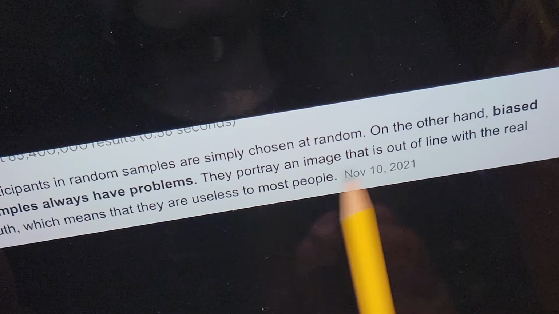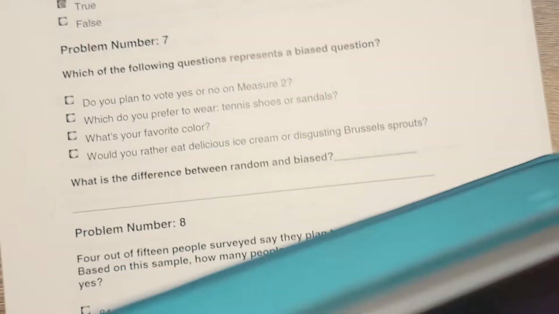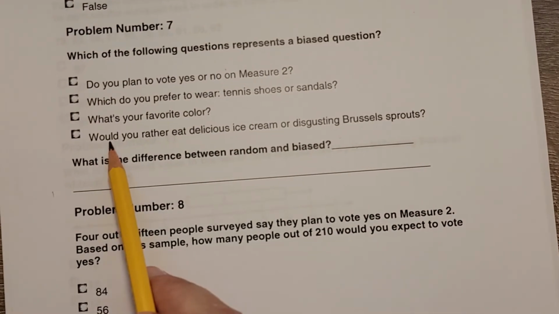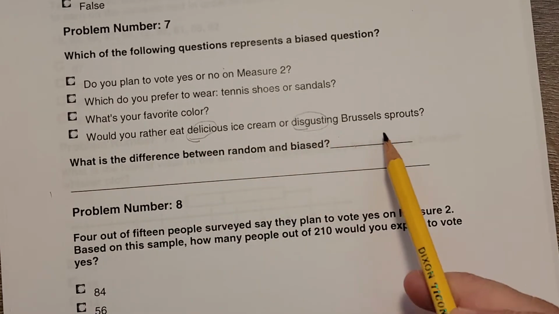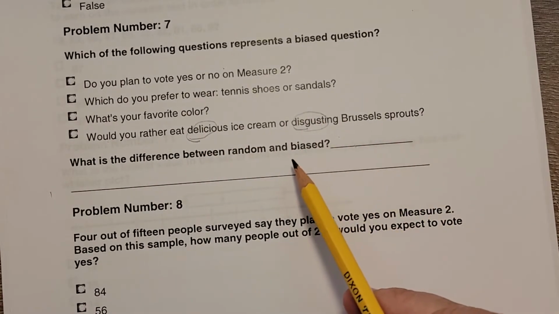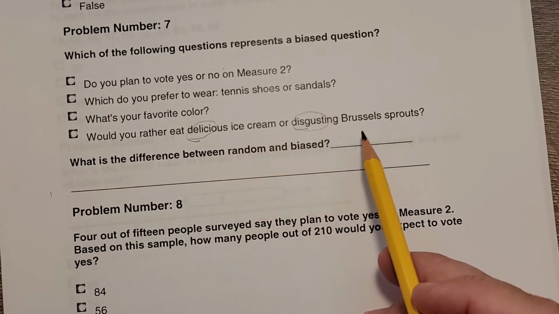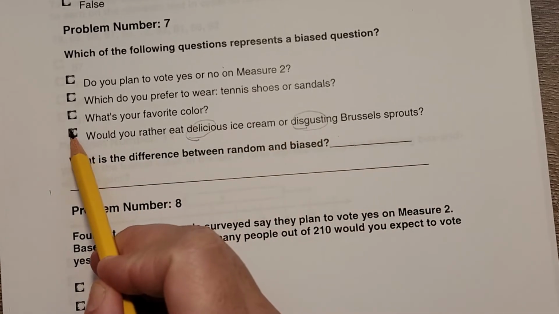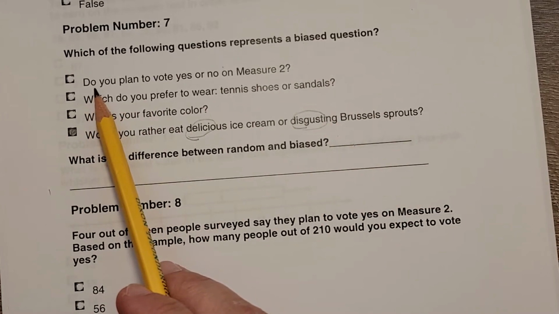So this part that says they portray an image that is out of line with the real truth can be seen in this question here. Would you rather eat delicious ice cream or disgusting Brussels sprouts? See, that's kind of out of line with the real truth. I mean, some ice cream is disgusting. Some Brussels sprouts are delicious. This isn't really true. This is opinion. So this is what we would choose as a biased question. Every other question is just the straight facts.